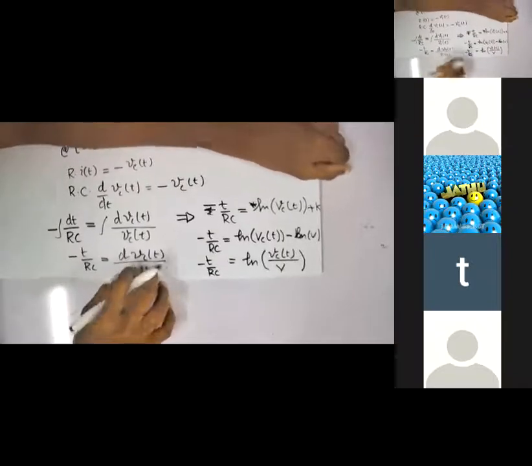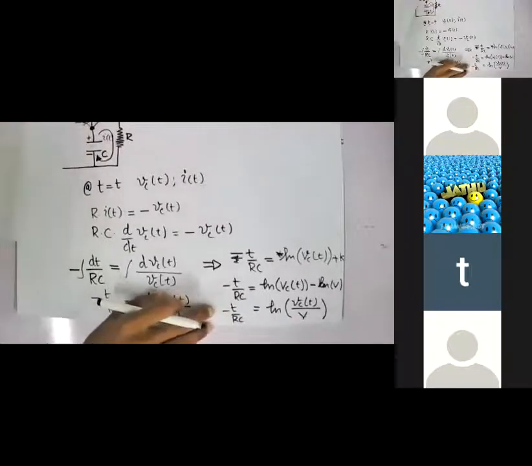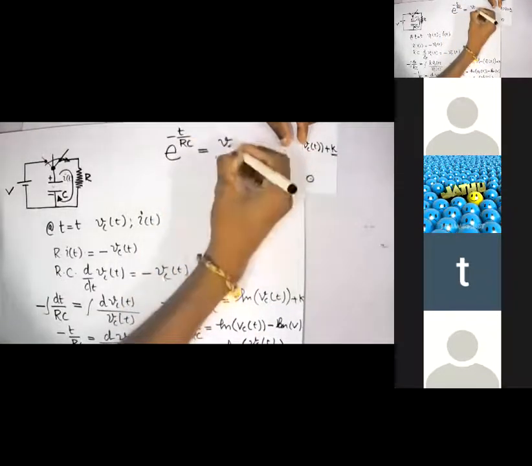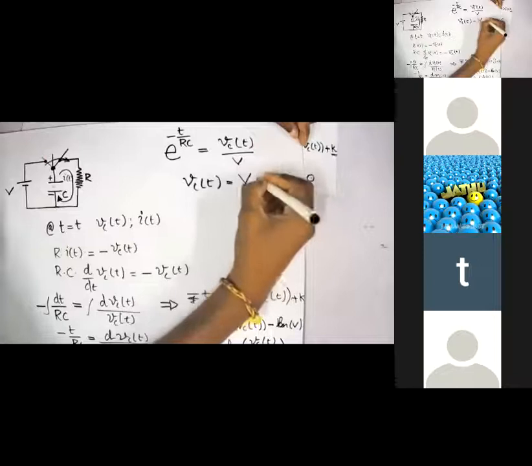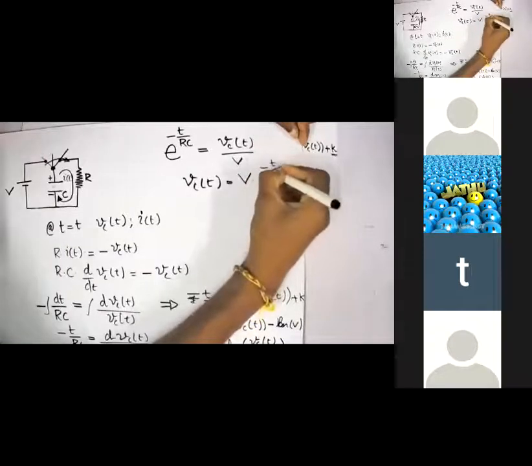Clear, right? So if I take exponential both sides, or anti-log both sides, I can write this as e to the power minus t by RC equals VC of t divided by V. So VC of t, the voltage developed across the capacitor, is equal to V into e to the power minus t by RC.